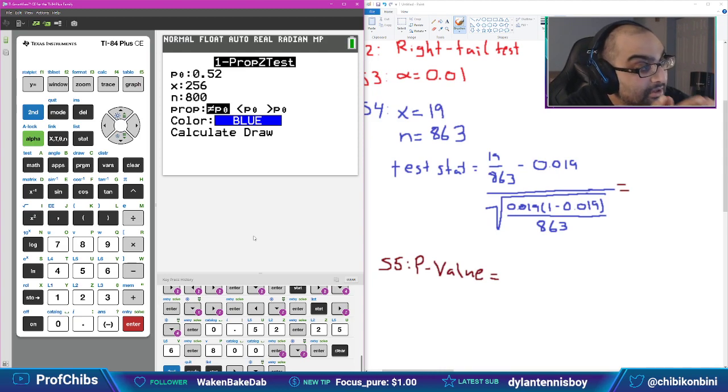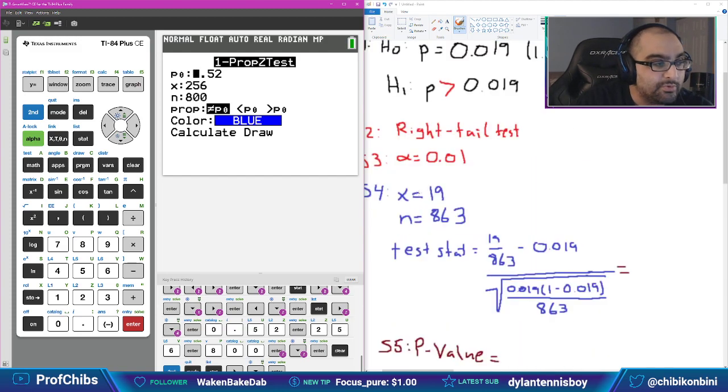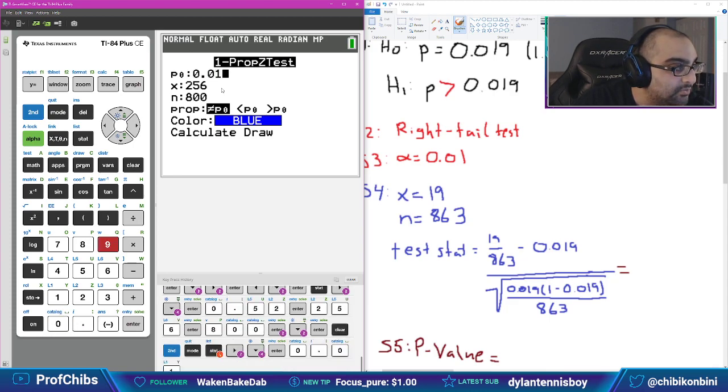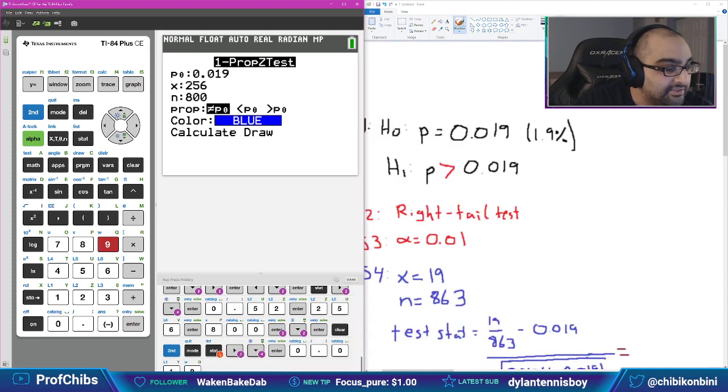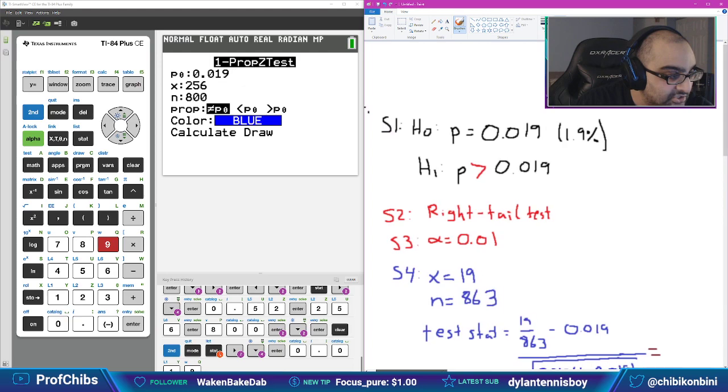Let's talk about what we see here on the screen. We need to enter a few values. First things first is this p0. This p0 is effectively our population proportion. We do need this number. That's the p that we identified for our null hypothesis, so we're going to put 0.019 here to make that representation.